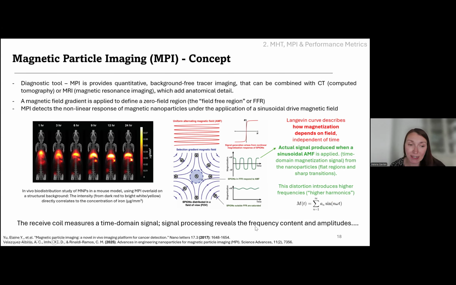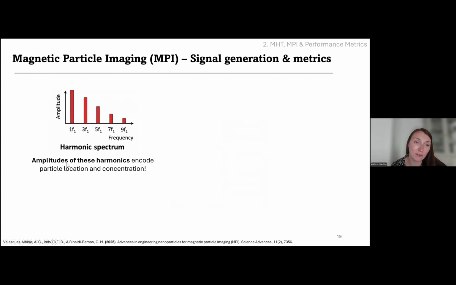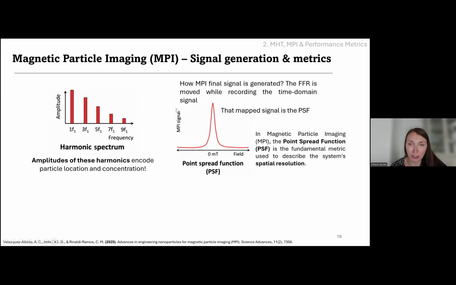So basically the receiver coil measures a time domain signal. Signal processing reveals the frequency content and the amplitudes of these higher harmonics, and this is the kind of spectrum that we obtain, the harmonic spectrum. So the amplitude of these harmonics encodes the particle location and concentration, okay?